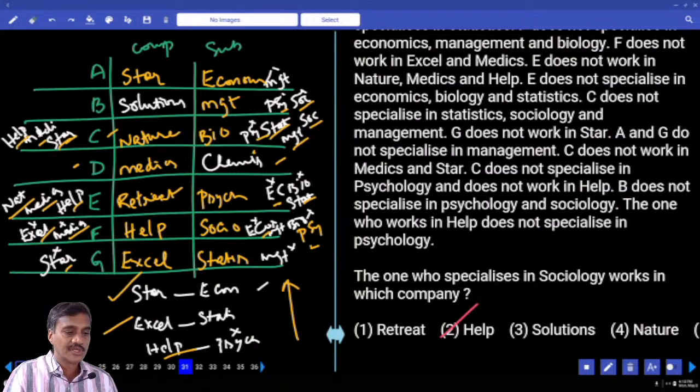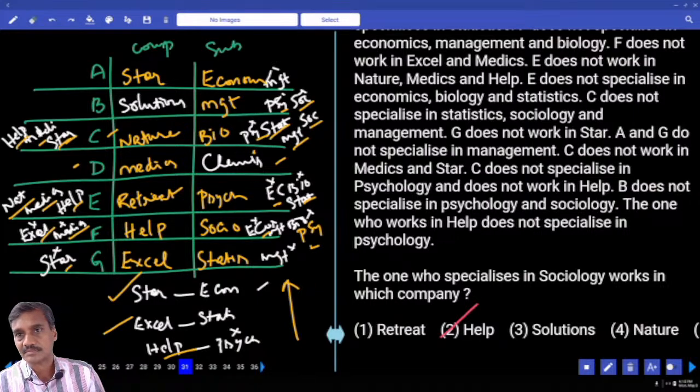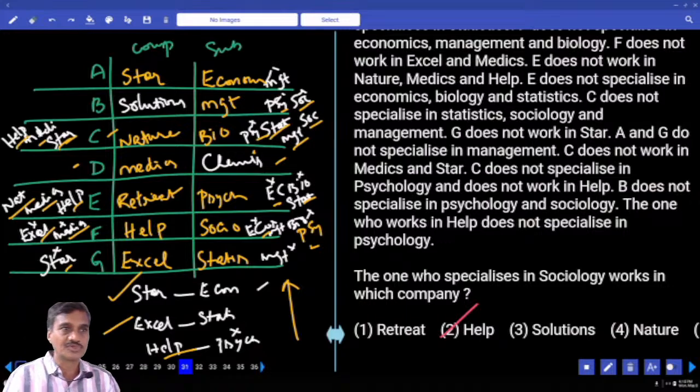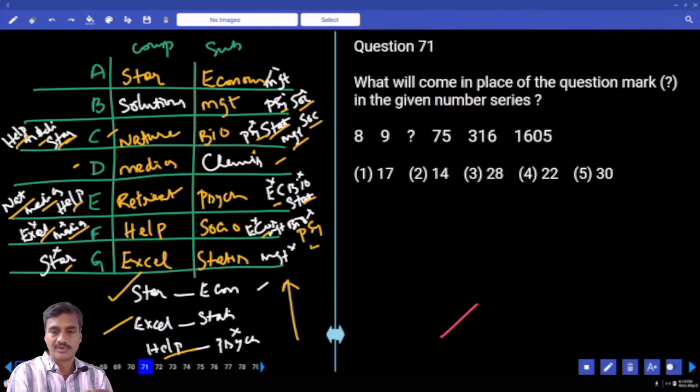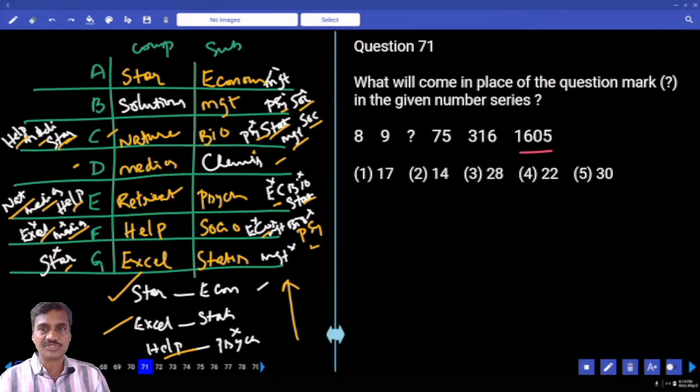Now this is about paper number 15, RRB PO Prelim. Number series, question number 71. Then coming to questions 71 to 75. Now number series. Numbers starting with 8 and increasing up to 16. Numbers are increasing at a very fast rate. It must be product or combination.